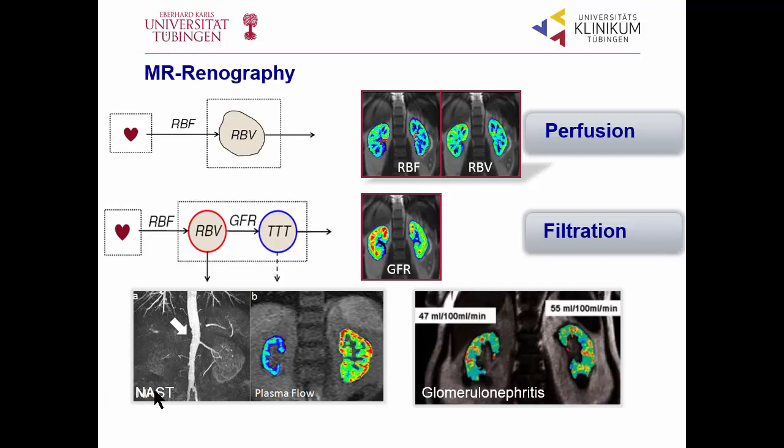For example, here in high-grade renal arterial stenosis, we can see that the perfusion is much less on the right side affected by the renal arterial stenosis, and this is a case in a patient with parenchymal disease, glomerulonephritis, and here we see reduced perfusion in both kidneys, which indicates this damage of the renal parenchyma.